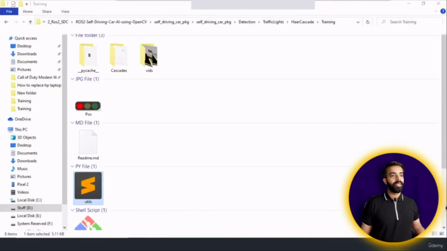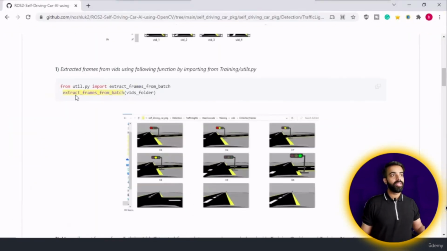But moving on to the command prompt, what we need to execute is this particular function, extract frames from batch. As the name implies, this function simply extracks frames from a batch of videos that we have provided in the training videos in the previous step.